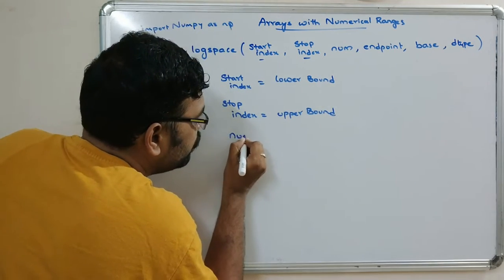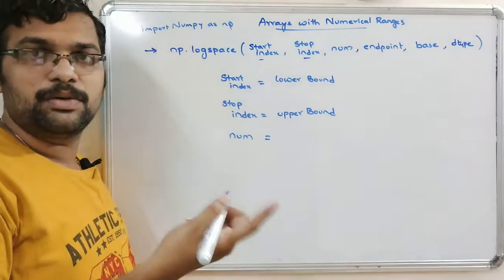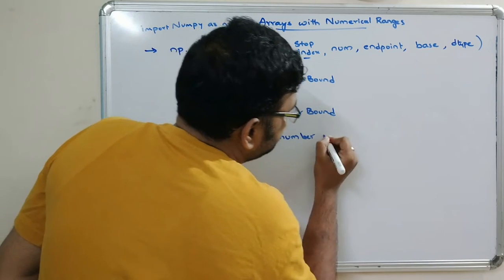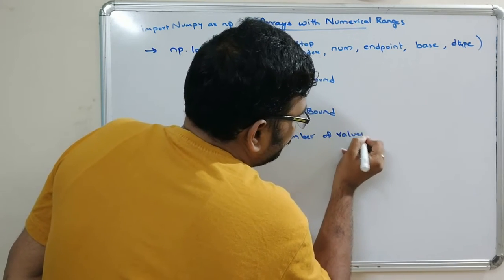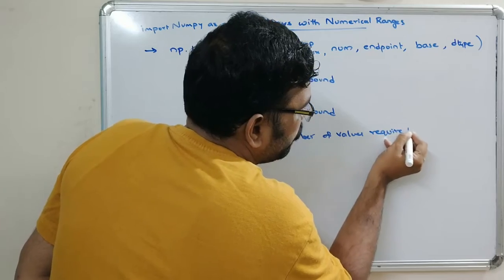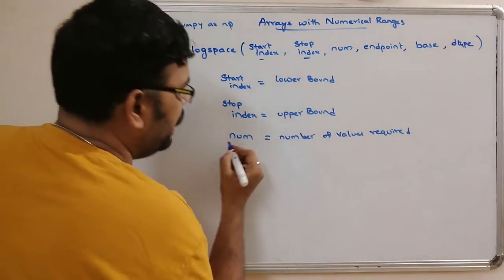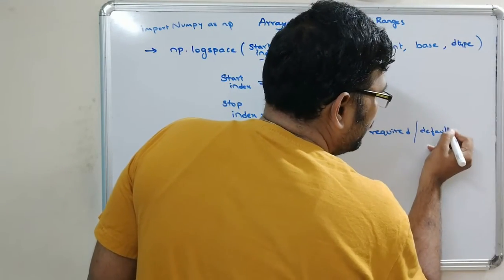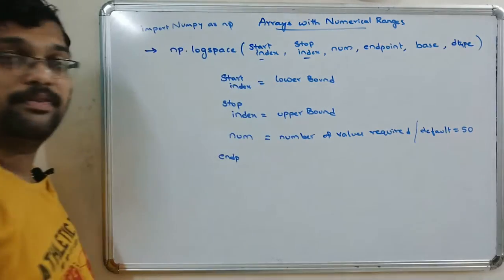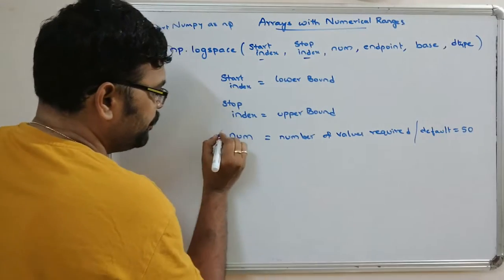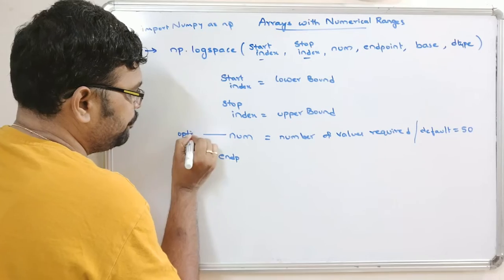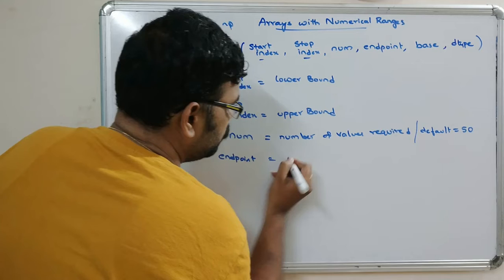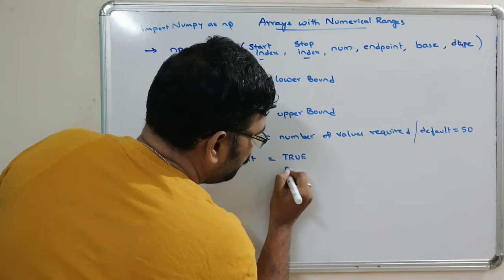And here num means the number of values required. Here also by default it will be 50. So this is an optional thing. And the endpoint, this is also true or false.